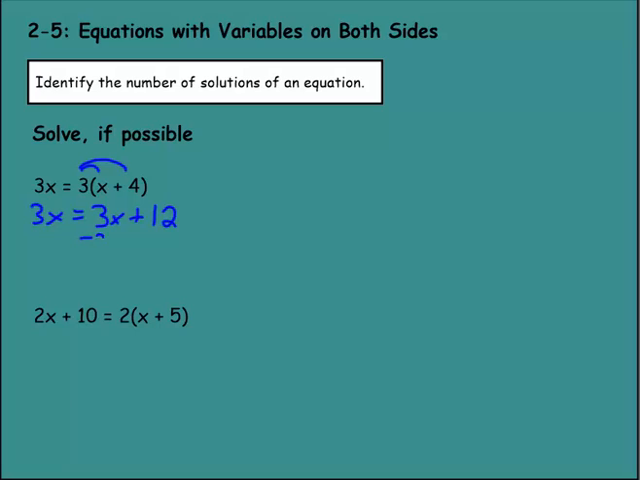If you do the math, you do minus 3x from this side, minus 3x from this side. 3 minus 3 is 0, which leaves you with 0x equals 12. 0 times x is 0. So 0 does not equal 12. So yeah, in a situation like this, you would say there are actually no solutions. And you would write that out, no solutions.